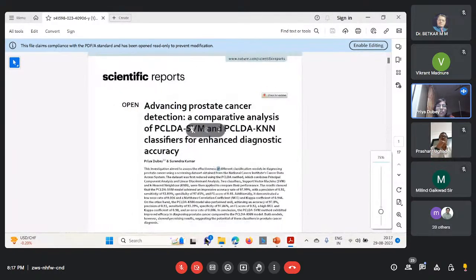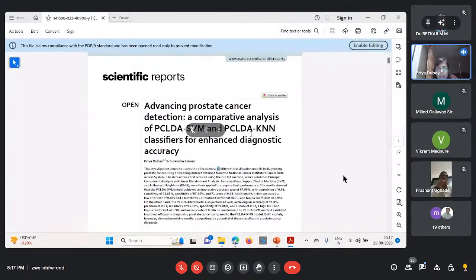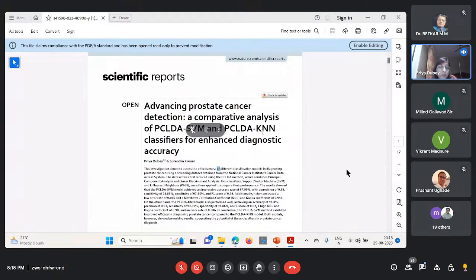This article is titled Advancing Prostate Cancer Detection: A Comparative Analysis of PCLDA-SVM and PCLDA-KNN Classifiers for Enhanced Diagnostic Accuracy. In this paper, a data set is taken from the National Cancer Institute of the US, and machine learning algorithms such as SVM and KNN techniques are used to classify the patients into three categories: one who is suffering from prostate cancer, another who has a high prostate level but is not suffering from cancer, and the third category is suffering from cancer.